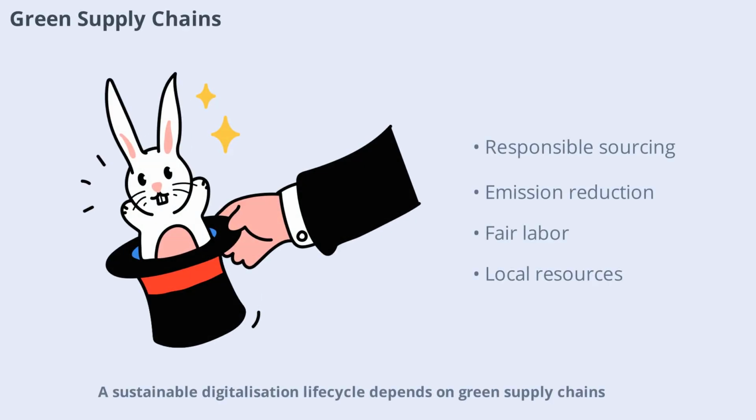The sustainable digitalization lifecycle depends on green supply chains. This involves sourcing materials responsibly, reducing transportation emissions, and ensuring fair labor practices. Companies can work with suppliers who share their commitment to sustainability, use local resources when possible, and optimize logistics to minimize environmental impact. Green supply chains are essential for building trust with consumers and achieving long-term sustainability goals. Next, we'll discuss the importance of renewable energy in digitalization.